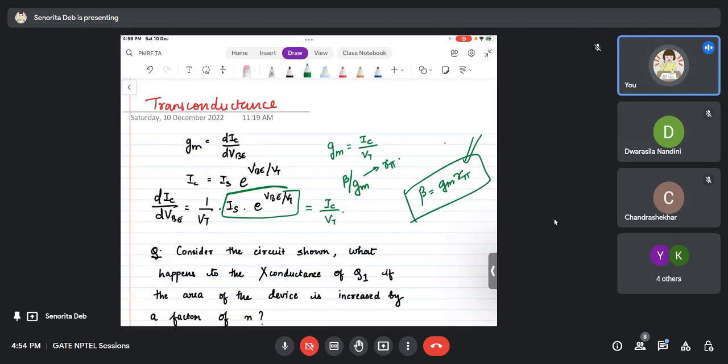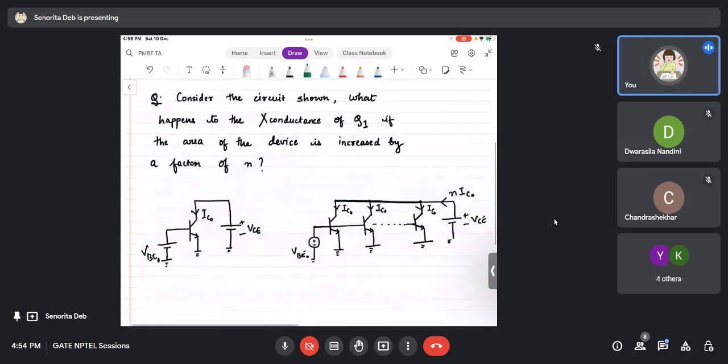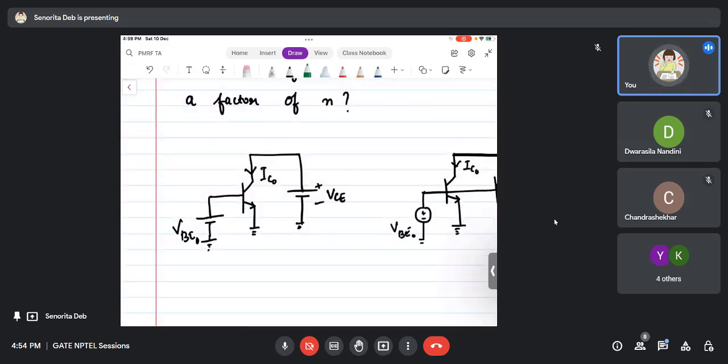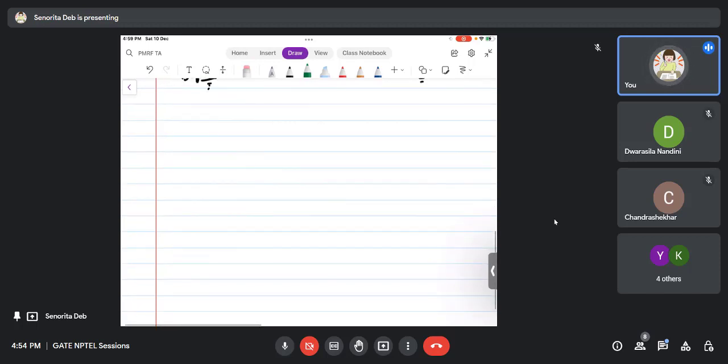Now from here let us see another question. Consider the circuit shown. What happens to the transconductance of Q1 if the area of the device is increased by a factor of n? For a normal transistor, its GM is given. The collector current is IC0 and the base voltage is VB0. Now how will you increase the area of the transistor? In integrated circuits, a transistor looks something like this, with collector, base, and emitter.